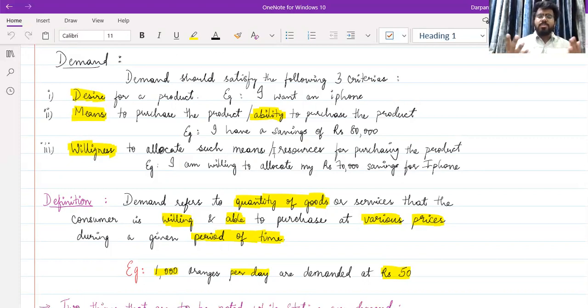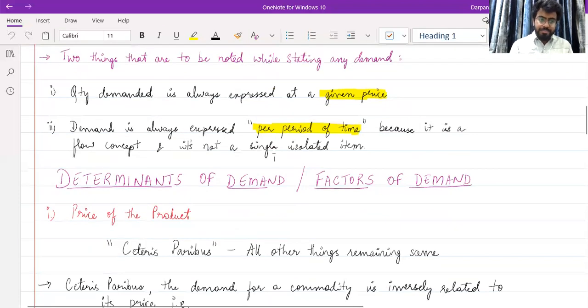So if I say that 1,000 oranges are being demanded, this is not the right statement, because I should say 1,000 oranges are demanded at what price and during what period. So if I say 1,000 oranges are being demanded at rupees 10 during the first week of November, now it's a proper demand statement where I've included the units, the quantity, I've included the price, I've included the time period also, right? So it's a flow concept. Whatever concept deals with time period, it will be a flow concept, right?